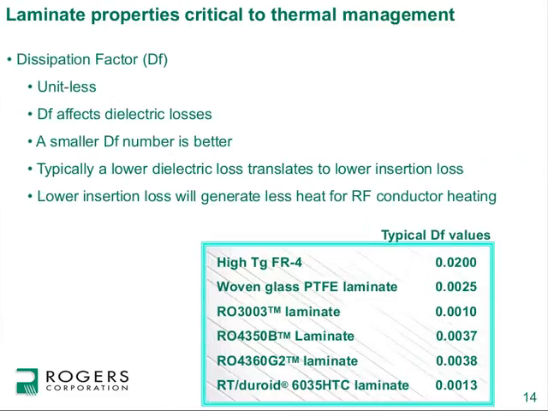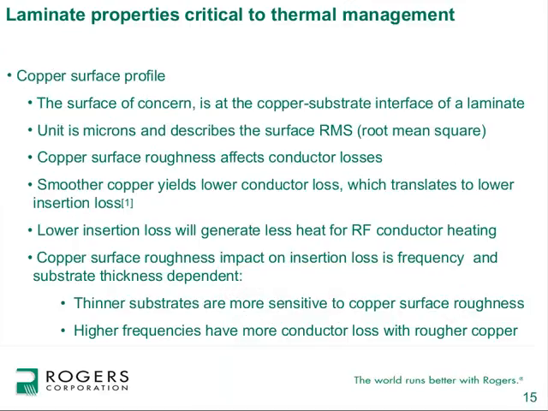Dissipation factor is a unitless property. It's DF or tangent delta. It's a property related to dielectric losses, and dielectric loss is a component of insertion loss. Essentially, if you have a lower dissipation factor, you can have a lower insertion loss, and lower insertion loss means you're going to generate less heat when RF conductor heating is involved. That's really important. Some of the DF values are shown here. You can see that the 6035 material is really good at 0.0013, and it also has extremely high thermal conductivity as well. So all around, it's formulated for dealing with thermal management and high power applications.